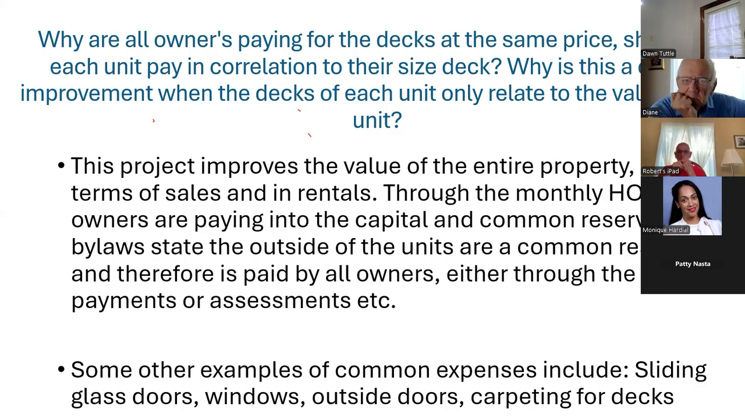Why are the owners paying the same price? Like, why would unit 5 pay the same price as unit 1? And that is because this is a project that involves the value of the entire property in terms of sales and rentals. Through your monthly HOA fee, you're paying into the common reserve. And our bylaw states the outside of units are a common reserve. Therefore, it is paid by all owners. So the sliding glass doors, your windows, the outside doors, the carpeting for the decks, those are all common reserve. Everybody pays into the common reserve.